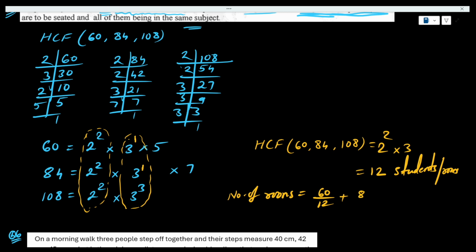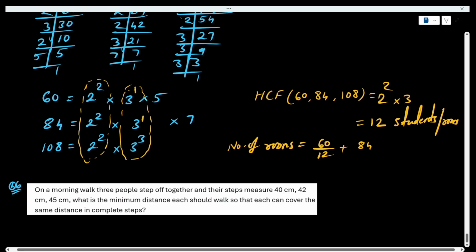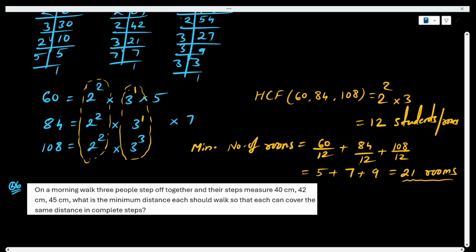Then 84 here, what is the other subject here? English. So English students again divided by 12 plus 108 math students divided by 12. So it is 5 plus, this is the minimum number of rooms, right? So 5 plus 7 plus 9, because 12 nines are 108. And if you add it, you will require 21 rooms. So a minimum of 21 rooms are required to fit all these students, right?